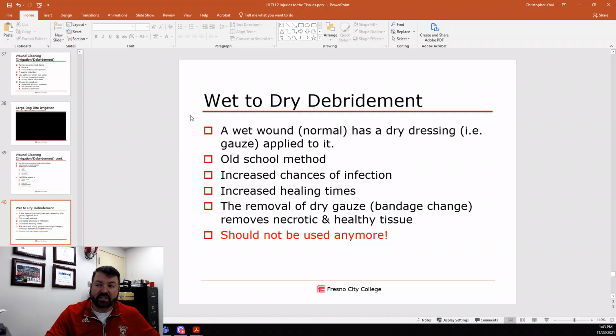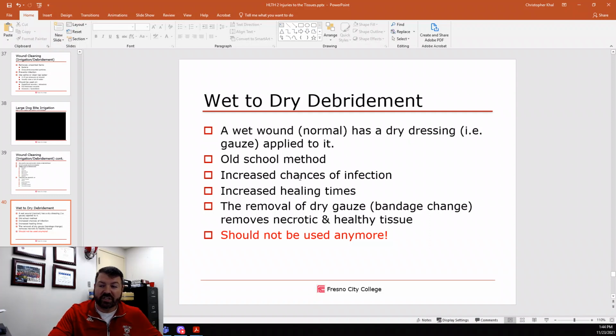So dry debridement is applying a dry dressing to a wet wound. We're not talking about controlling blood anymore; bleeding is for the most part stopped. This is an old school method that a lot of people still do this day and age: taking that wet wound, which is normally wet, and putting a dry dressing on.